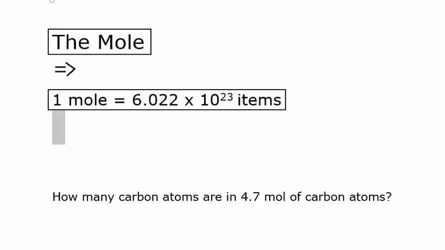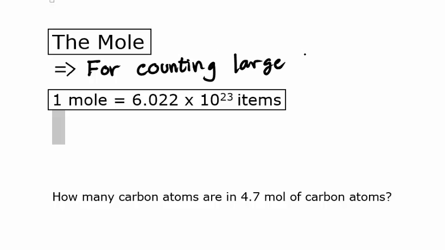We're going to try to count some atoms and molecules, and to do that we're going to use something called the mole. Now if we want to count large numbers of eggs, we often use dozens. The mole is similar, except that it counts many, many, many more items than a dozen. So we use the mole for counting large numbers of items. And basically we use it to count atoms and molecules.